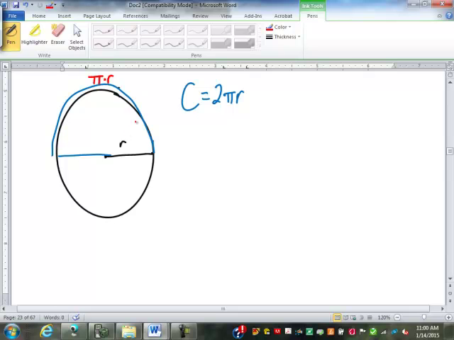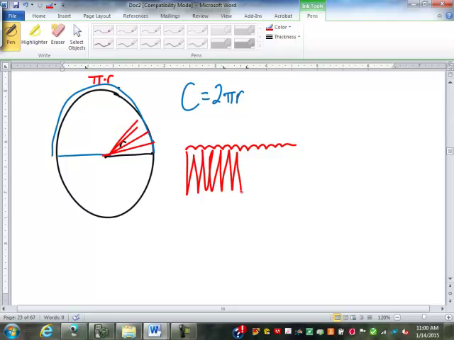Pi r. So I'm going to take that half circle and cut it into really thin slices, as thin slices as I can cut, and I'm going to fan it out like that. And then I'm going to cut the other half of the circle into equally thin slices, fan them out, and slide them in like this to fill in that gap.